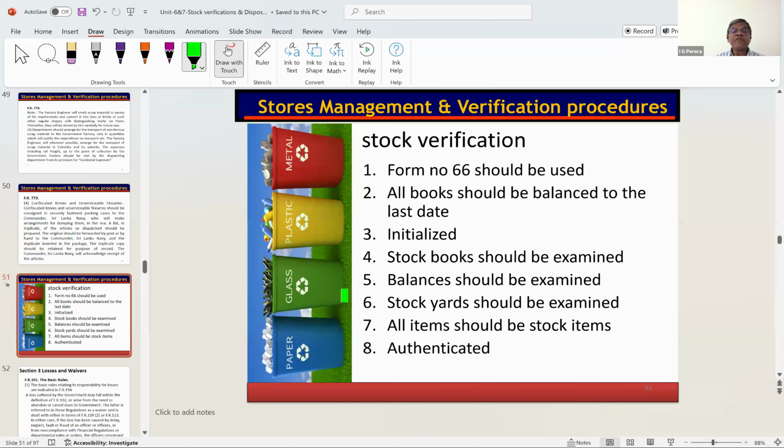So the stock verifications then. The government organization should be following the right forms. Before the stock verification, all the books should be balanced and that responsibility is with the accounting officer. The books should be balanced and signed, initialed. So stock books should be thoroughly checked and balances should be examined. And including the stockyards, all items you are maintaining are stock items at the end of the day.